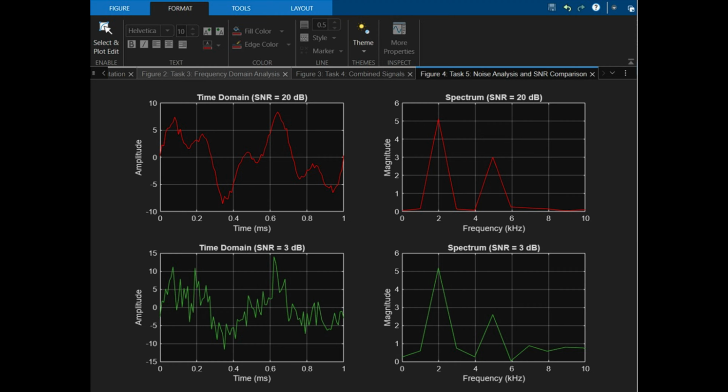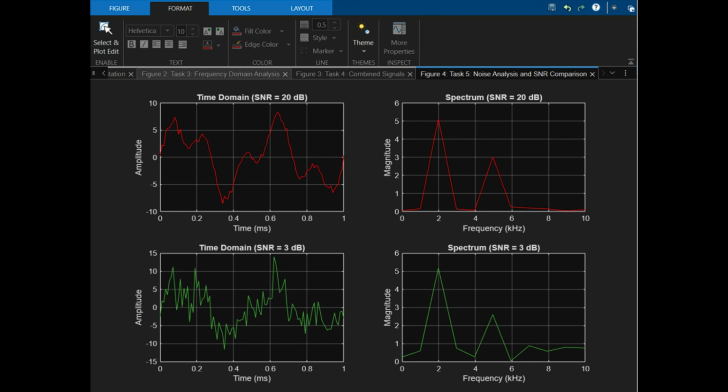In contrast, look at the bottom left plot for the 3 decibel signal. The time domain wave is heavily distorted and looks like chaotic noise. Yet, thanks to the power of the Fourier transform shown in the bottom right spectrum, we can still clearly distinguish our 2 kHz and 5 kHz signal spikes rising above the elevated noise floor.